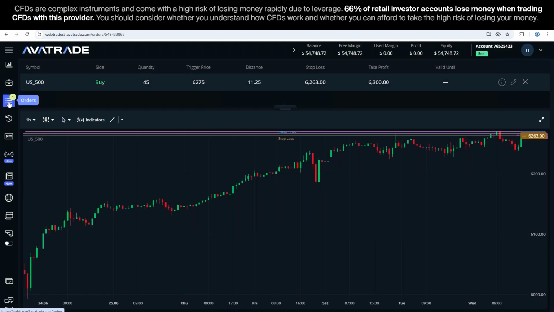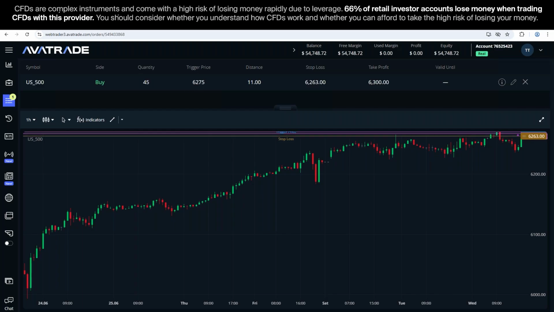So the pending orders are listed here under orders. You see the trigger price. If it hits that price, I'm in. Okay, and then I have that risk management set up that I set there with less than 1% risk to the stop loss, greater than 2% potential profit to the take profit.